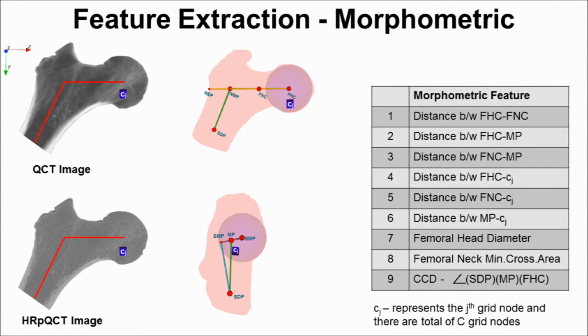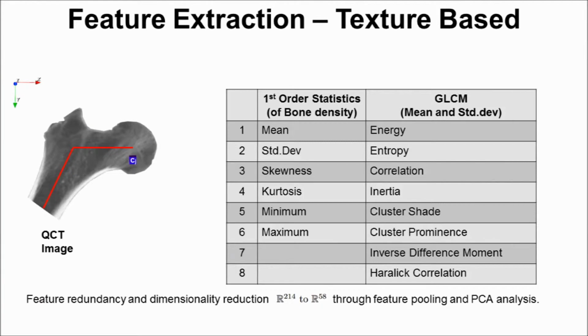The 9 morphometric features computed are presented in this slide. The texture features used to train the model are based on first-order statistics and gray-level co-occurrence matrices. On these features, feature redundancy and dimensionality reduction is performed using feature pooling and PCA.